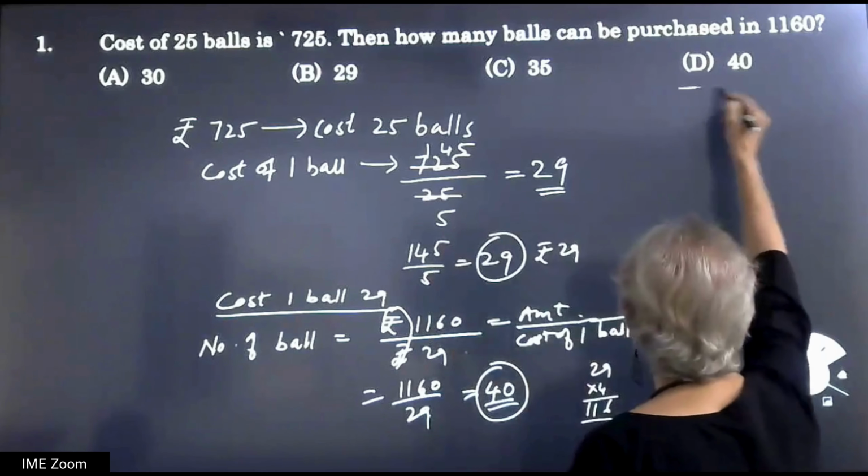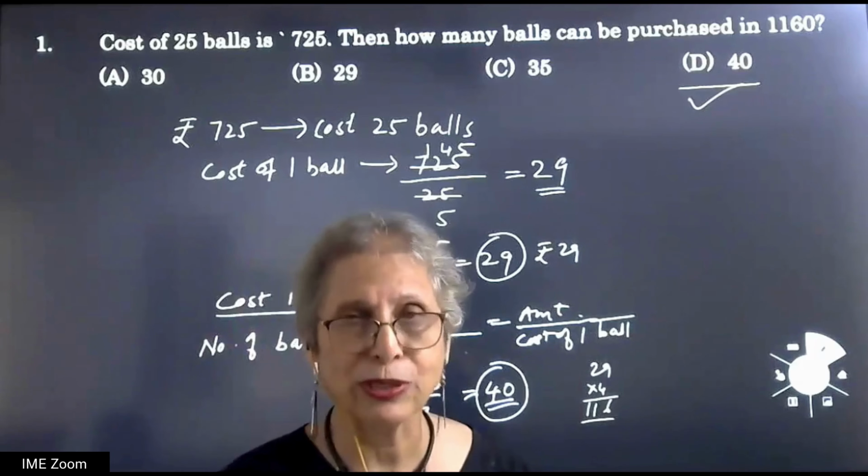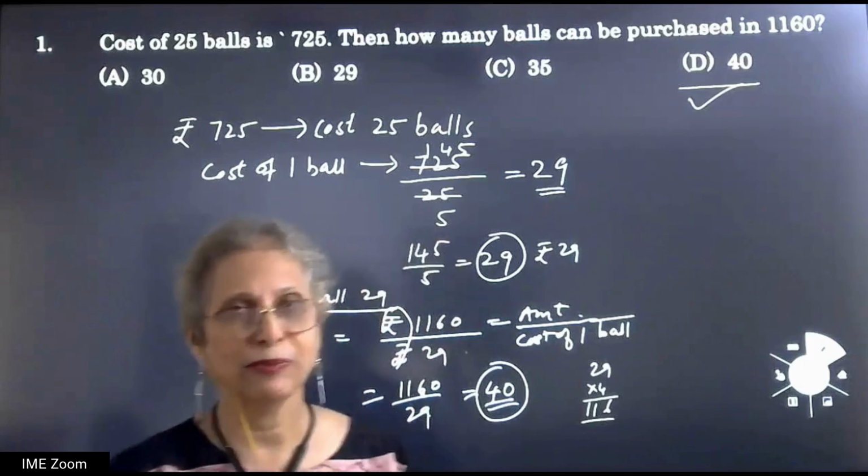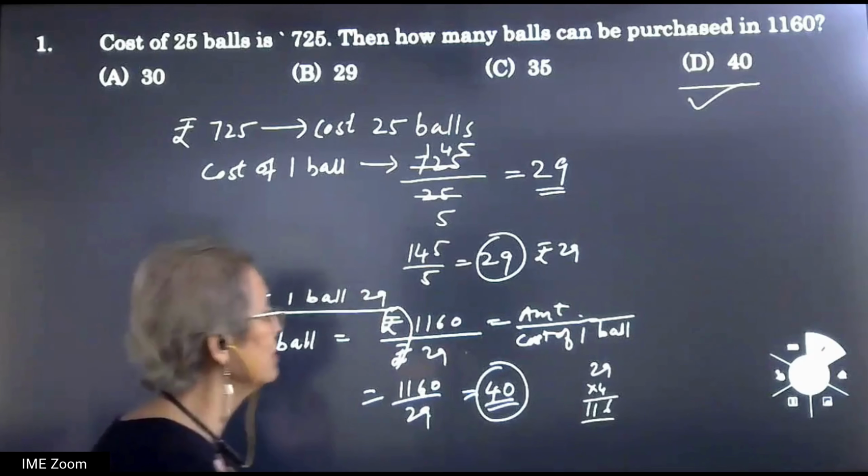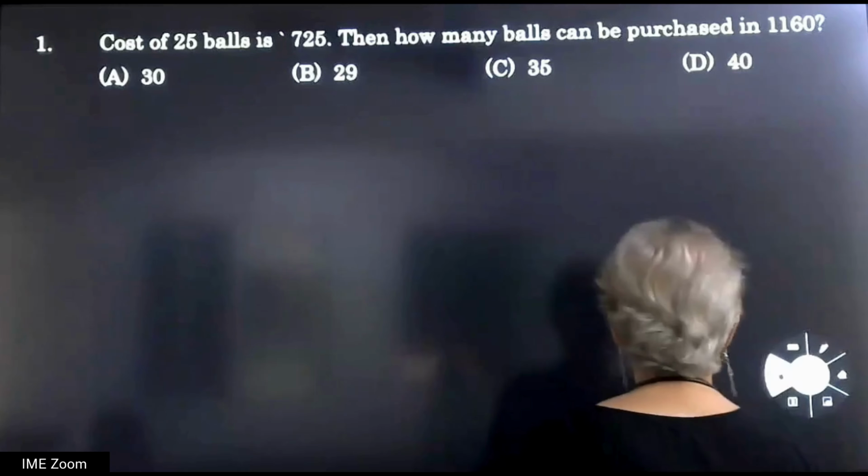So in the first question itself, we found that we have to do division two times. But in most of the questions, we do division and multiplication like that. Okay, so now let us see the next question.